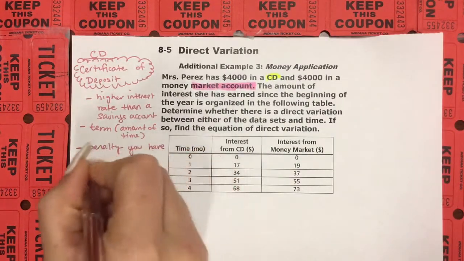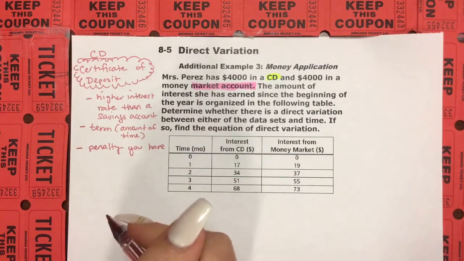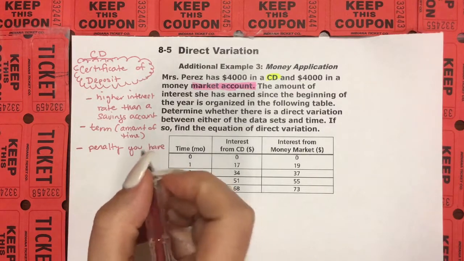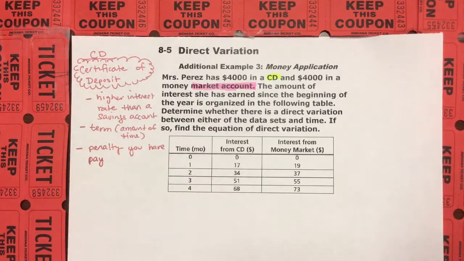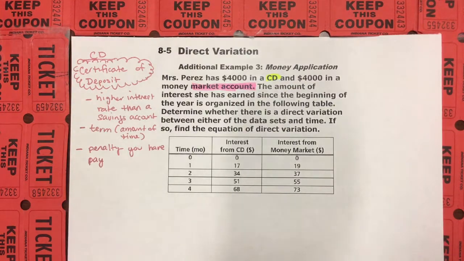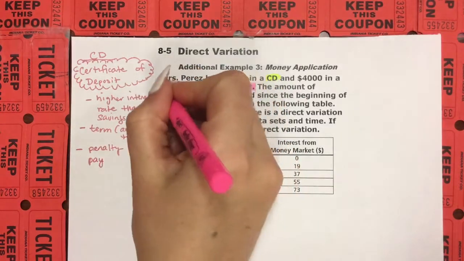And the penalties usually are not good. It's not like it's a $15 penalty. It's like a big penalty you have to pay. Okay, so in comparison with the certificate of deposit, this question is also talking about a money market account.